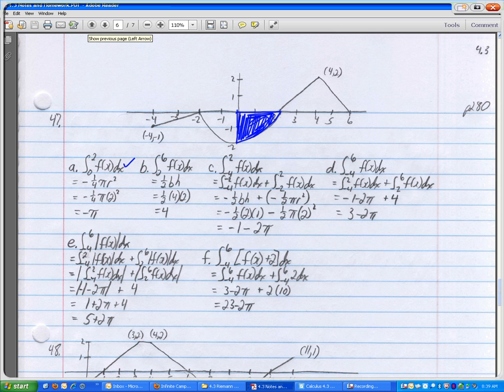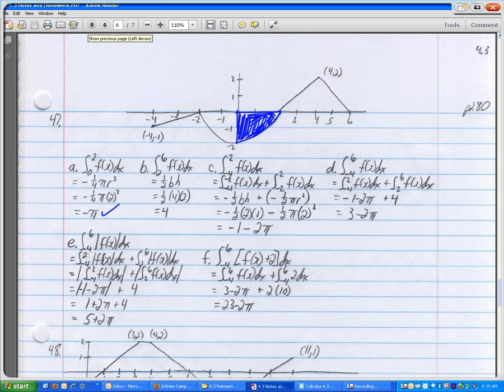Okay? So 1/4 pi r squared. Now, why did I put a negative in front of it? Because it's below the x-axis. Okay, so -1/4 pi r squared. And then you just work it out. So far, so good? All right, let's look at part B.